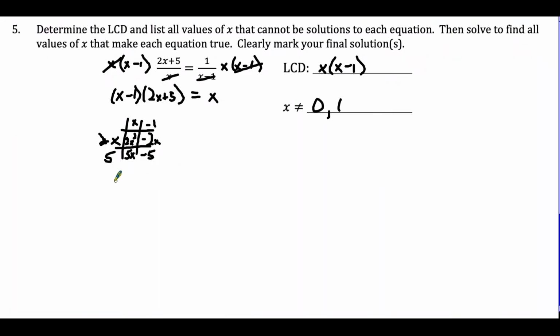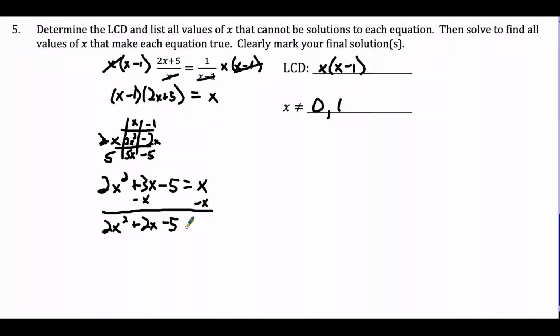So combining all my like terms here, we would get 2x squared. Then these would add to positive 3x minus 5 equals x. I have a quadratic, so I want to get everything on one side equal to 0. So I will subtract my x over. So I will get 2x squared plus 2x minus 5 equals 0.